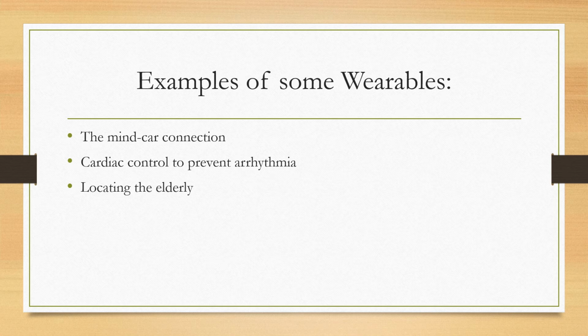And finally, the final example of wearables devices is locating the elderly. Elderly people and those in early stages of Alzheimer's disease are at risk of becoming lost. To avoid this situation, a device has been developed with an SOS button to use in case of an accident. So these are an example of using some wearables.